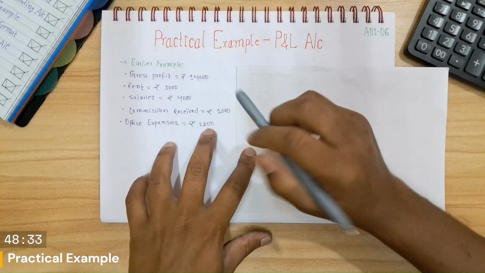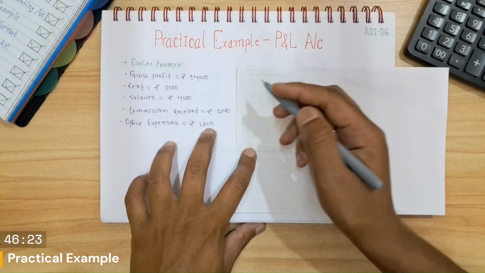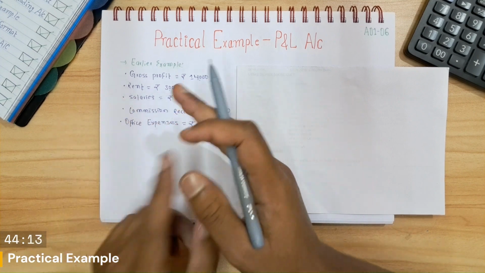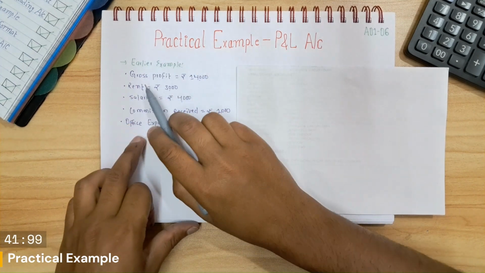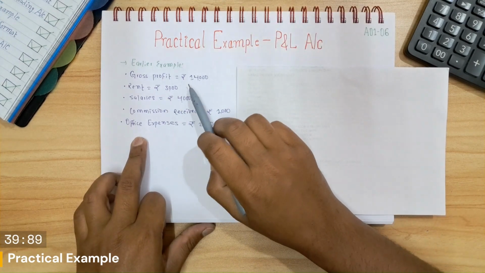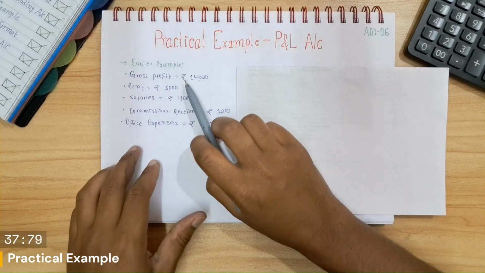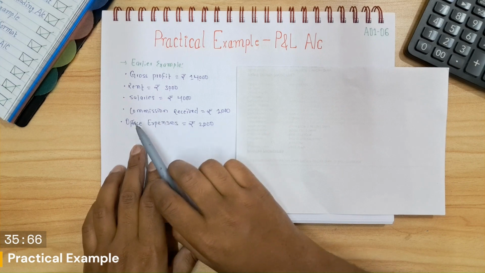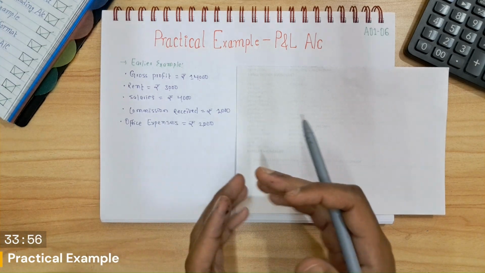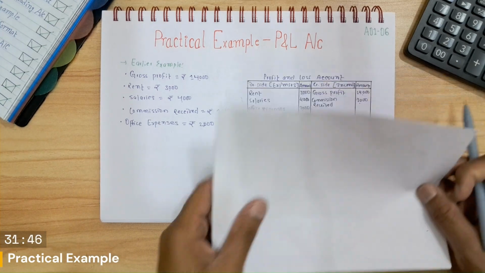Okay, now see the practical example of PL account. We continue our earlier example. From our earlier example, see gross profit, which is the difference by balancing, rupees 14,000, rent, salaries, commission received, office expenses. Let's see in PL account.